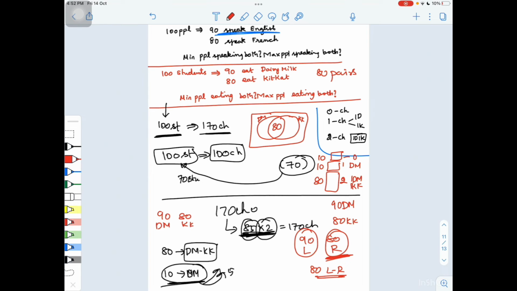The overlap is 80, and here we have 10, here we have 0, and here we have 0. How many people are eating none of the chocolates? 0. No, not 0, this is 10.